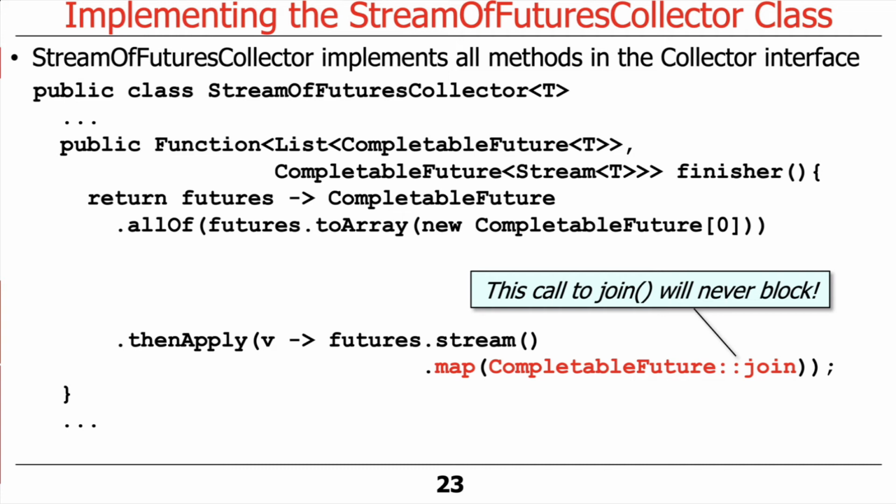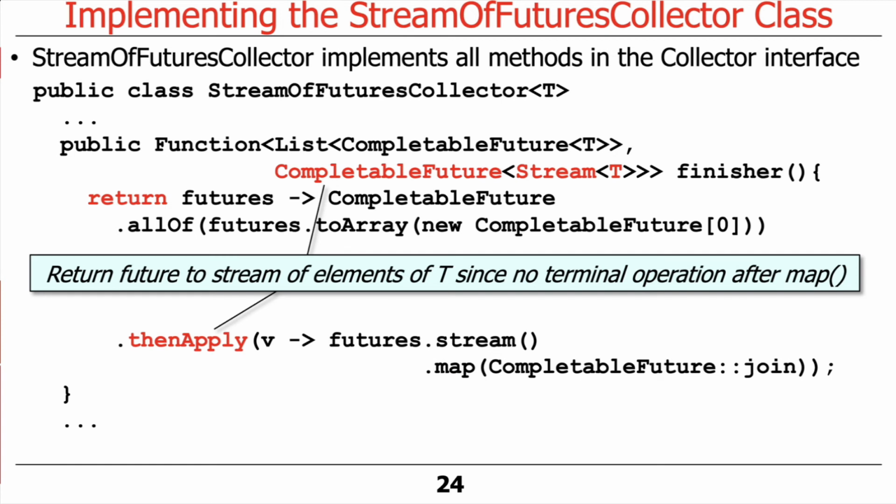And that's because we wouldn't get to this point. We wouldn't get to thenApply. We wouldn't get to futures.stream.map unless all the completable futures had finished running asynchronously. So join will never actually block. So we're violating our rule of don't call join more than once, but that's okay because join isn't blocking in this circumstance anyway. So what we end up with here is a completable future to a stream of objects of type T, which is exactly what we want. So that's the super coolness of our stream of futures collector.